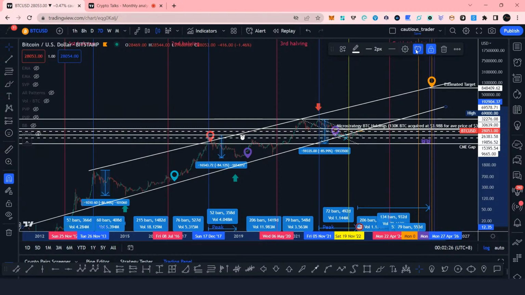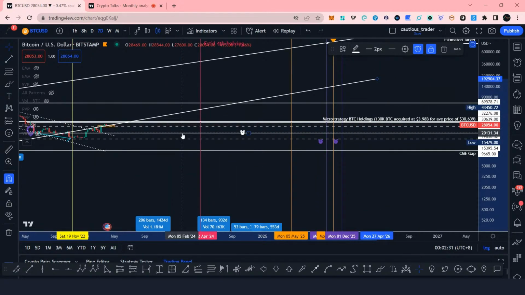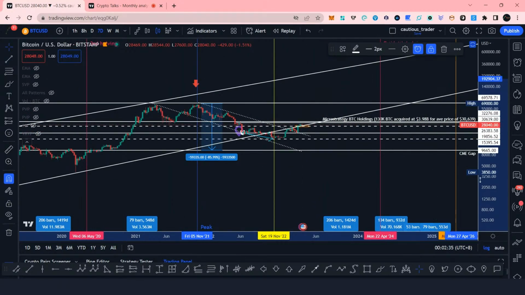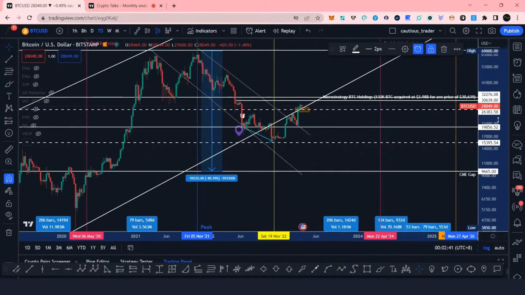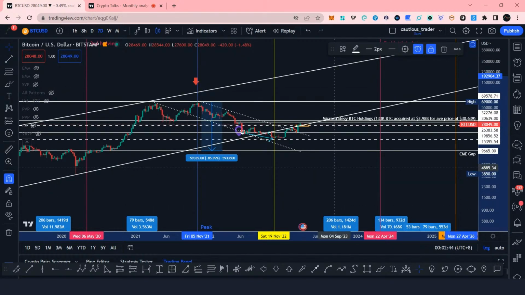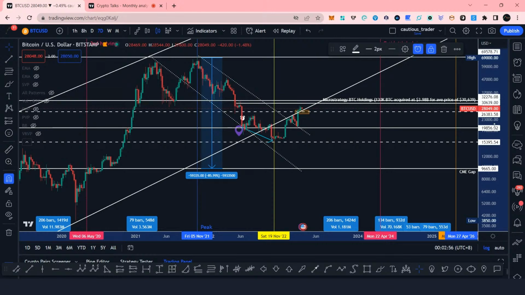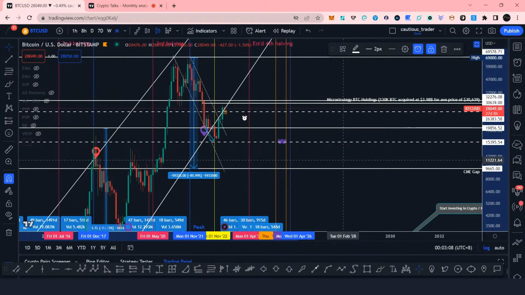Actually, I have an alert on that, because once it breaks down from that support level, I'm looking at a possible retest of 20,000. That's the first key level I'm looking at. There's an alert on it, and a second alert on this line also around more or less 26,400, which I think it retests, mostly close to it.